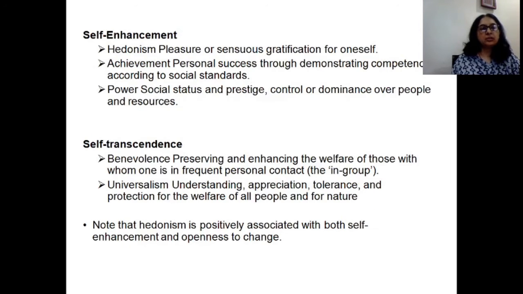Then the other bipolar dimension is of self-enhancement and self-transcendence. Self-enhancement, again, the person in this category would value hedonism, that is, indulge more in pleasure and gratification for oneself. And for self-enhancement, the person would value achievement of success, demonstrating competence, and would value power, status, prestige, dominance over people and resources. On just the opposite side is self-transcendence, a more benevolent, more giving nature, and such a person would value the welfare of those people who are in close contact with him, as well as the people who are outside the in-group. That means the person would value the protection and welfare of people in the society.